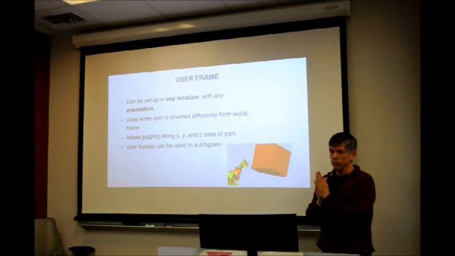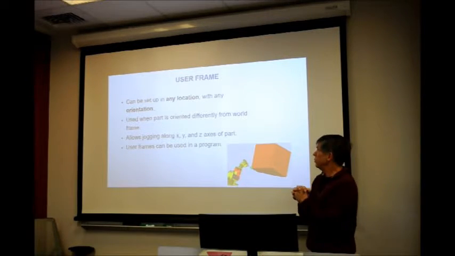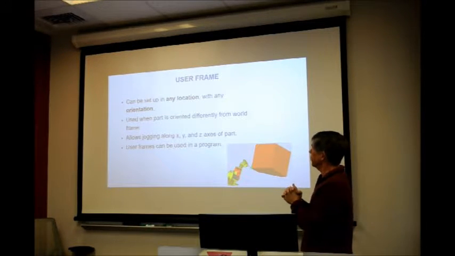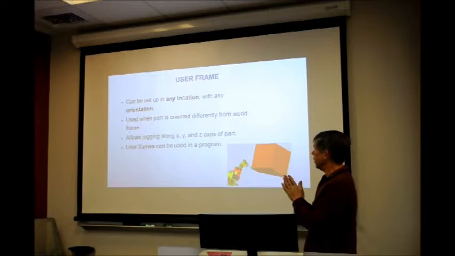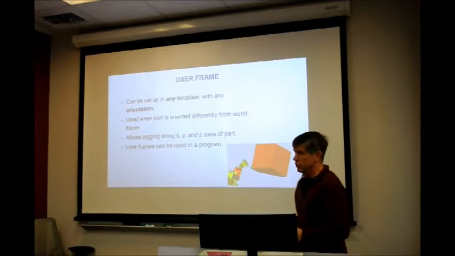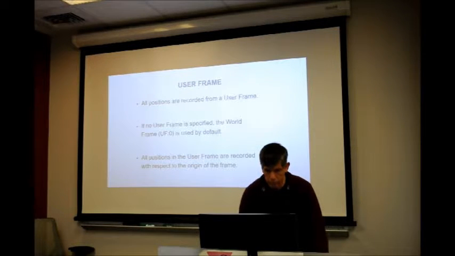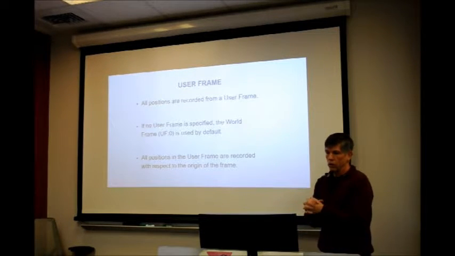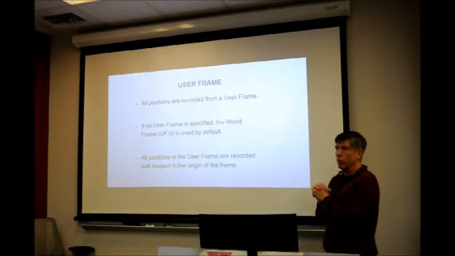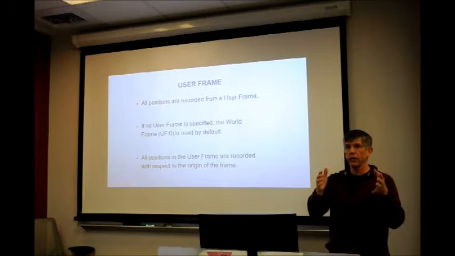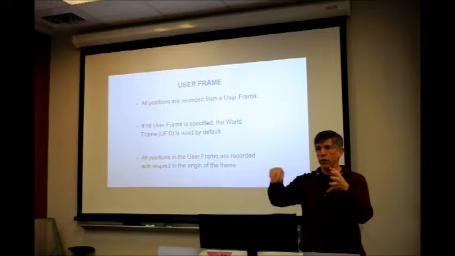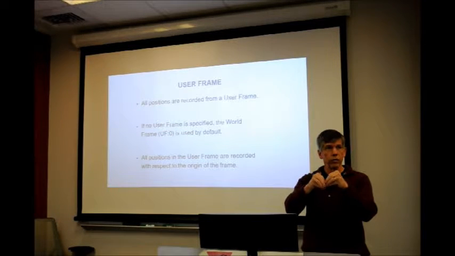Okay, so the user frame can be set up in any location with any orientation. We use it when the part is oriented differently from the roll frame, and it allows jogging in X, Y, and Z. User frames can be used in the program. All the positions are recorded from a user frame, so when I define a user frame, everything recorded after that is relative to the user frame.